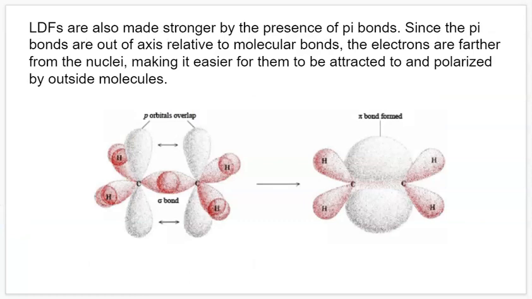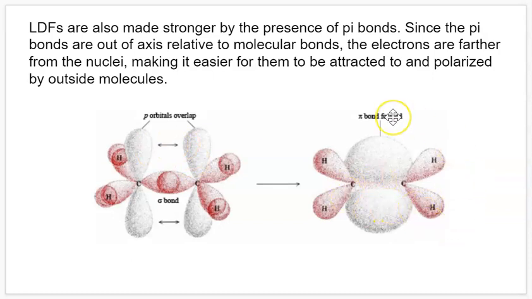One other point to make about London dispersion forces is that they are also made stronger by the presence of pi bonds. So we talked about sigma and pi bonds, and we were talking about hybridization of molecular orbitals and how sigma bonds are in the axis of the molecule, meaning the main connection between the two atoms, and that pi bonds are made of these leftover p orbitals that overlap out of axis. And this ends up making a molecule more polarizable as well, because these electrons that are in these pi bonds are further away from the nucleus. They're not in the direct connection between the two atoms. Rather, they're in these leftover p orbitals that have kind of bent in to overlap.